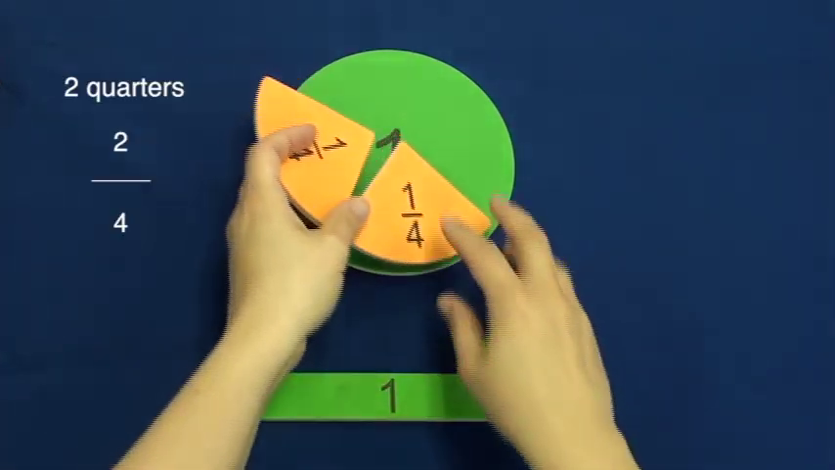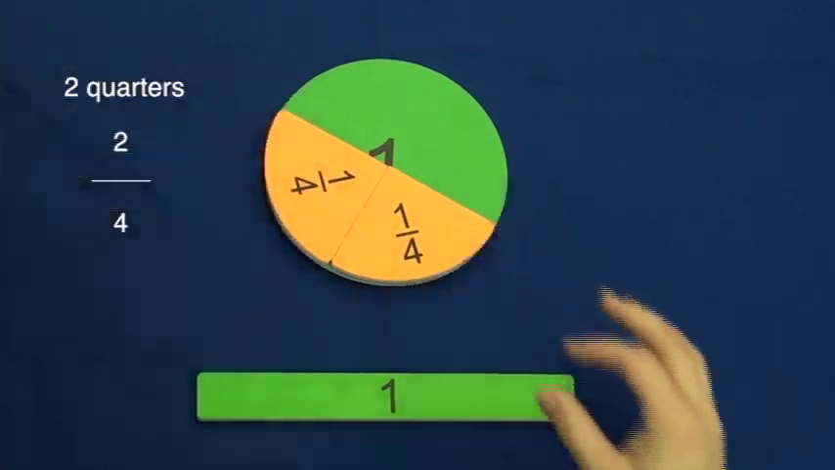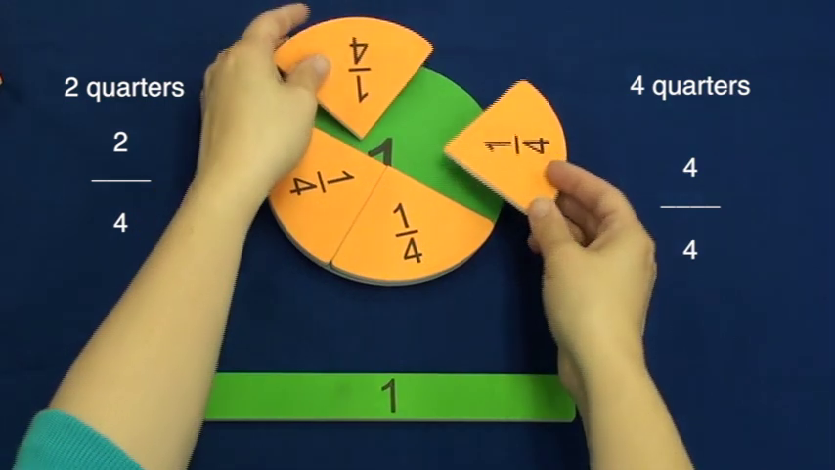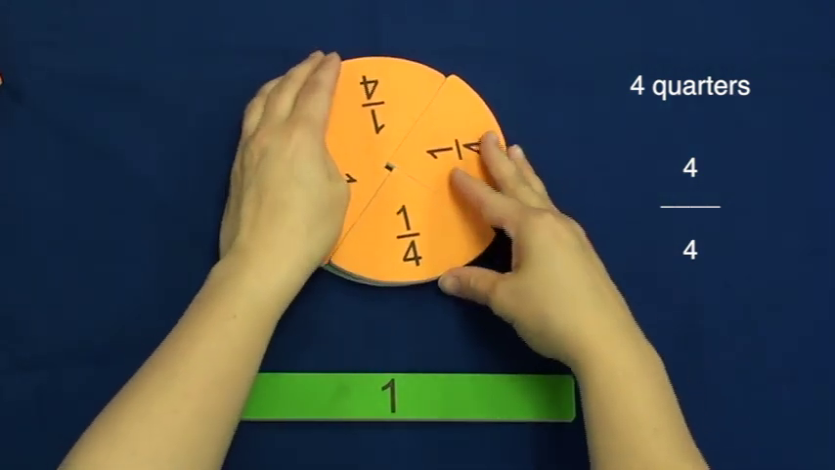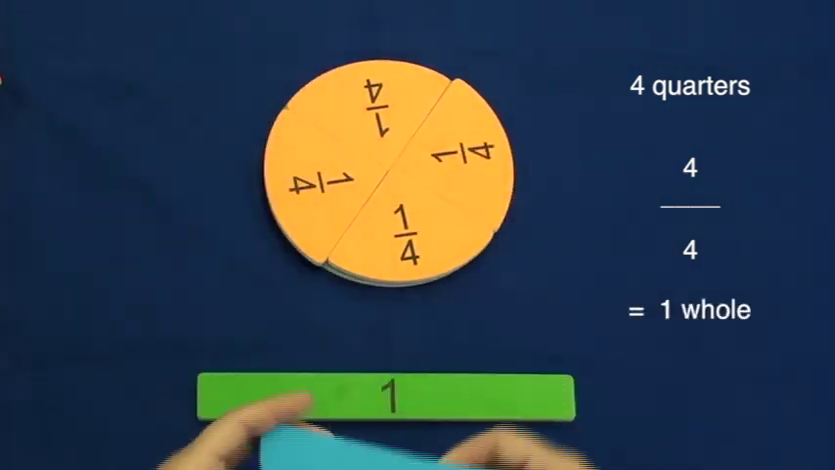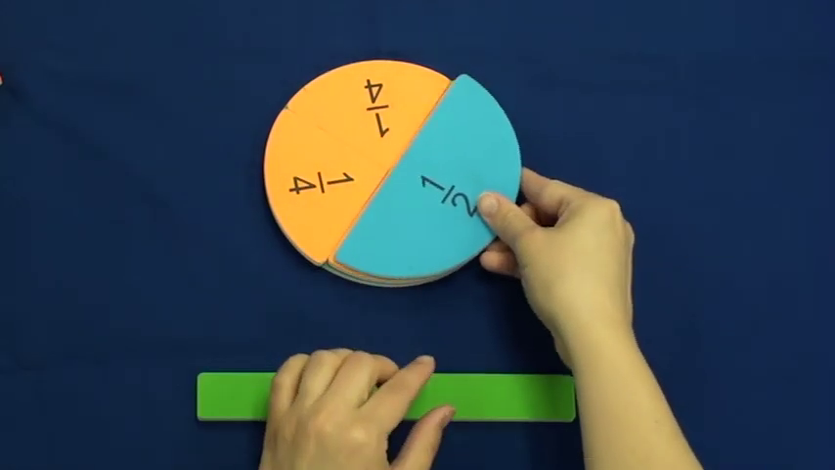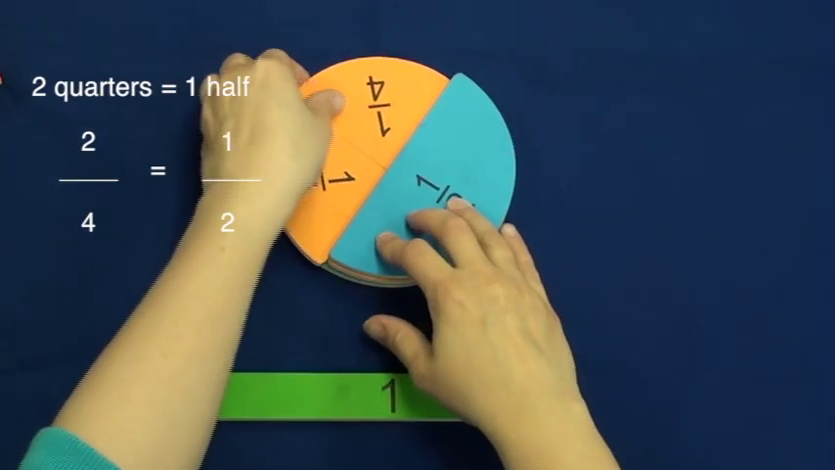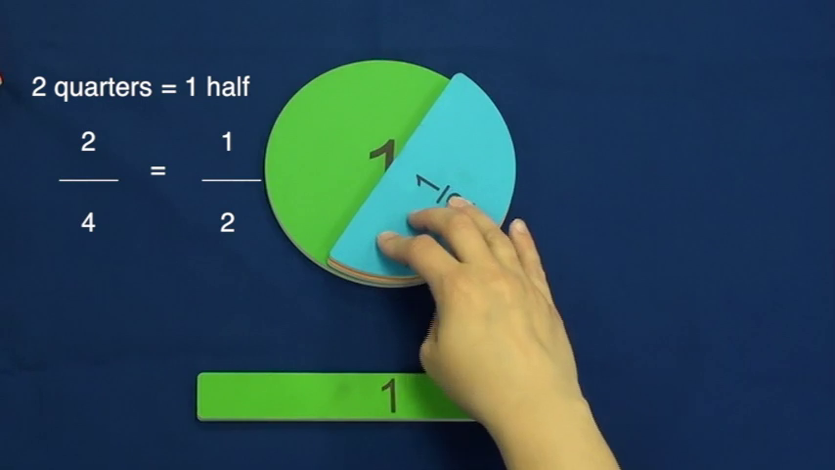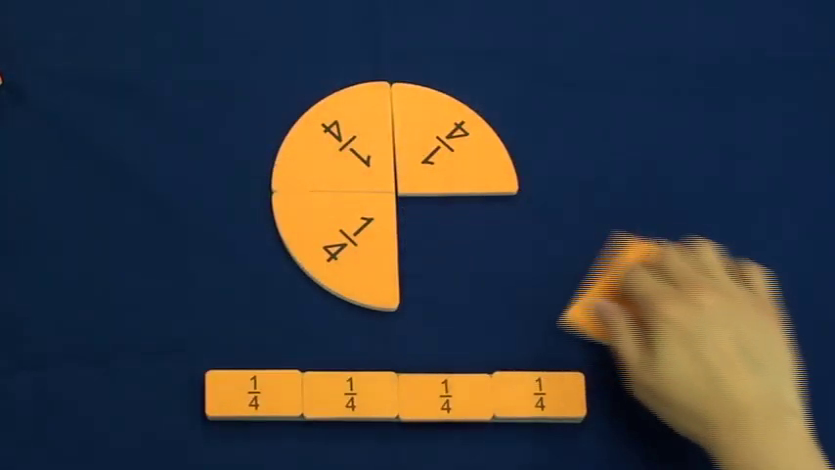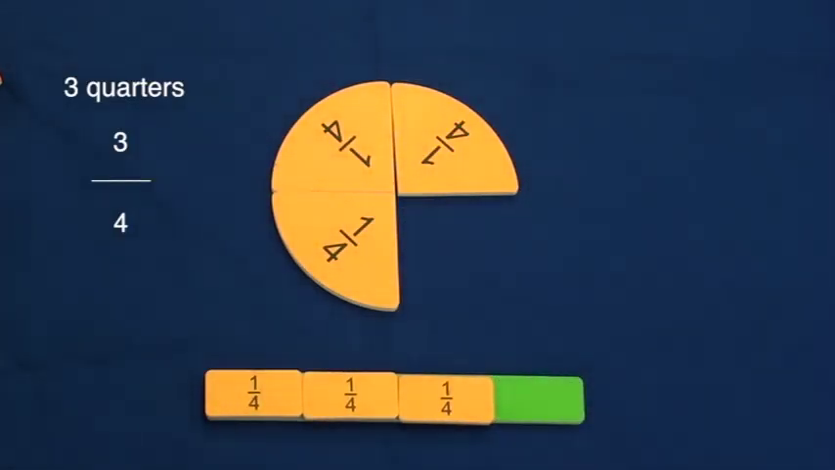2 quarters, or 2 fourths. 4 quarters. 4 quarters equals 1 whole. 2 quarters equal 1/2. 3 quarters, or 3 fourths. 3 parts out of 4.